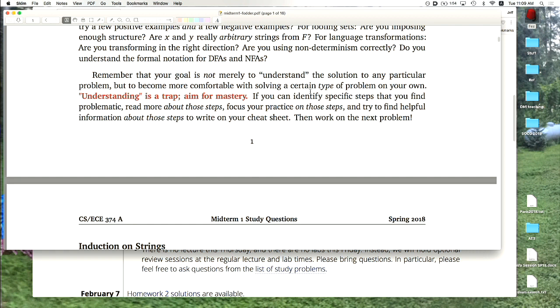So this is the point of this. This is the point of the discussion we're going to have in labs on Wednesday and Friday. This is the point of having the review session on Thursday.